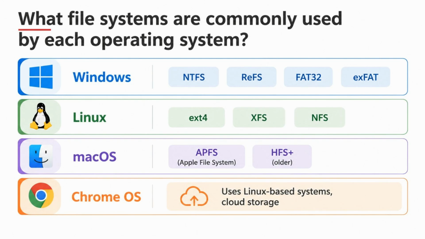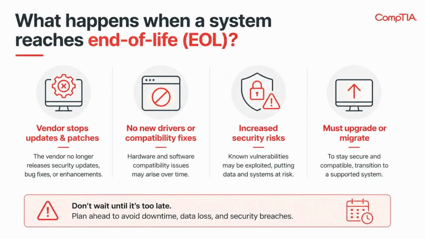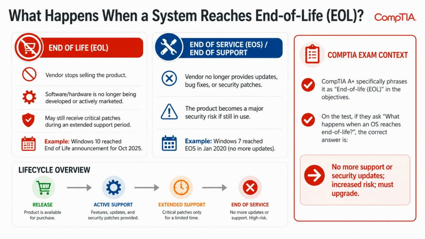When a system reaches its end of life, the vendor stops providing updates and patches. This significantly increases security risks, making it critical to plan upgrades or migrations well in advance. Distinguishing between end of life and end of service is key. End of life means the product is no longer sold, whereas end of service means no further support or security patches exist at all. On your certification exam, remember that end of life signifies that the system is no longer supported and requires an upgrade to mitigate security vulnerabilities.